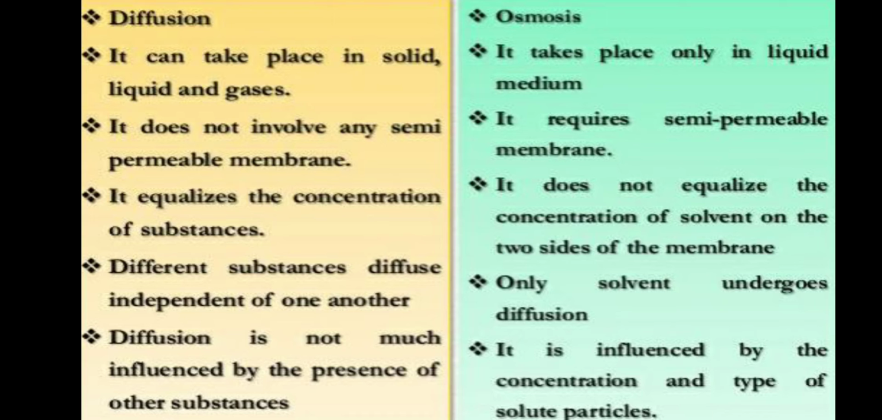So diffusion takes place in solid, liquid and gas, while osmosis only takes place in liquid medium. For example, the roots of the plant are absorbing water, so they are absorbing through the process of osmosis. Okay. Now next, diffusion does not require semi-permeable membrane, osmosis requires semi-permeable membrane. In diffusion, equilibrium is attained.